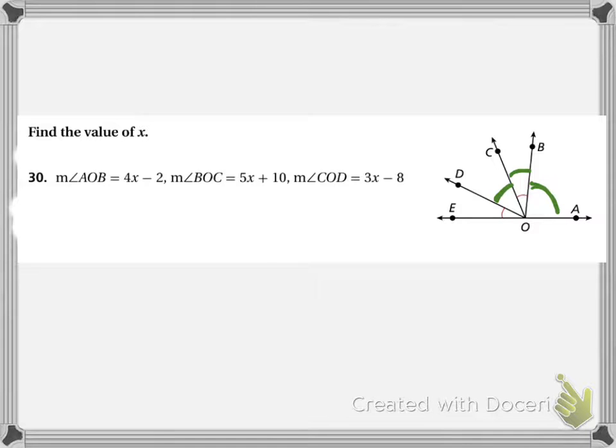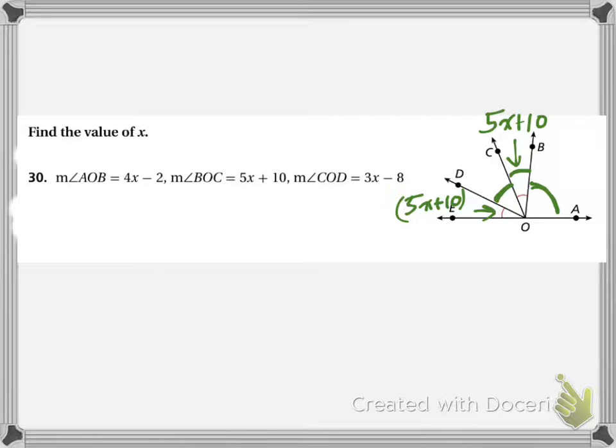So whatever you have for COB, or B, the measure of angle BOC is 5x plus 10. If this is 5x plus 10, this one also is 5x plus 10. And again, that's just because they both have this red angle mark to indicate that those angles are congruent to each other.